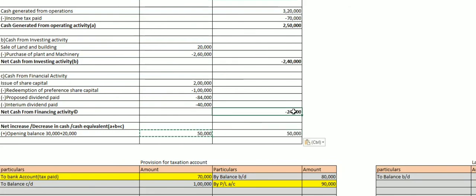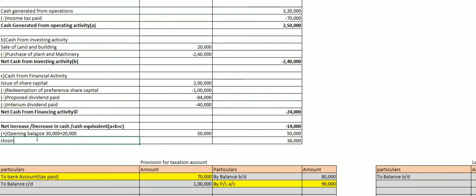So when you add this here, your resultant figure should be equal to 50,000 minus 14,000. Your net increase or decrease in cash, minus 14,000, plus your opening balance should be equal to your closing balance of cash.